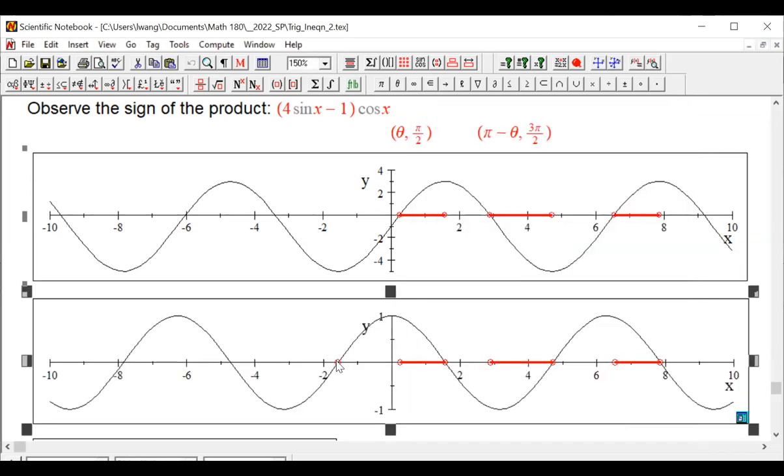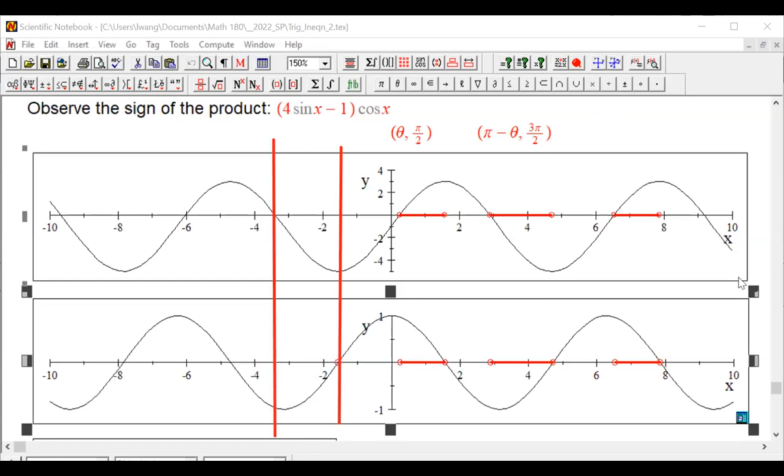So negative pi over 2. You're going to identify negative pi over 2 over here. Let me draw a vertical line. This is negative pi over 2, and there's another piece here. This piece is a negative times negative, so that's going to be positive. You just need to identify these points. And since this is the cosine curve, we have identified that's negative pi over 2.